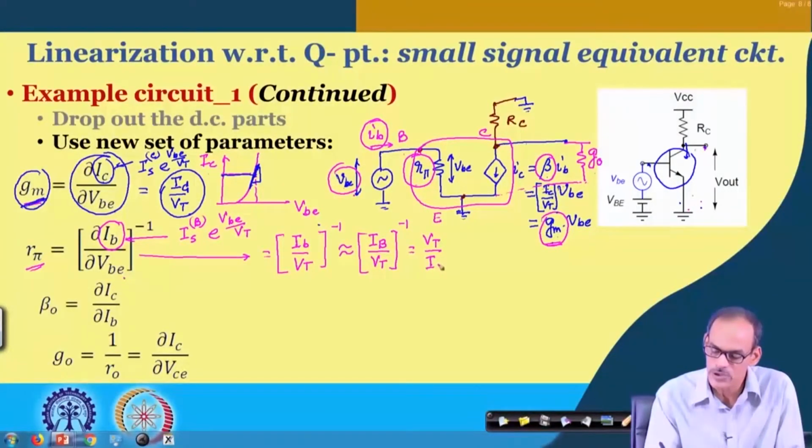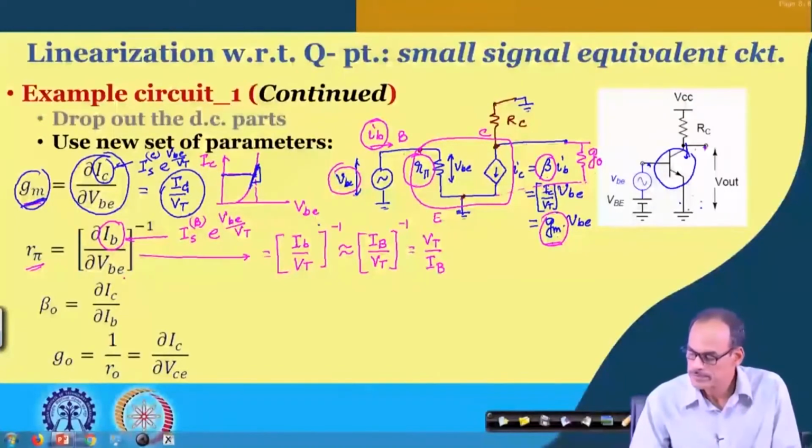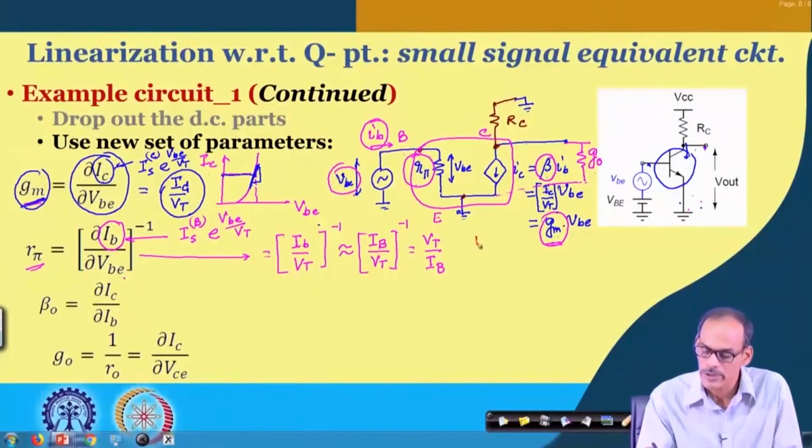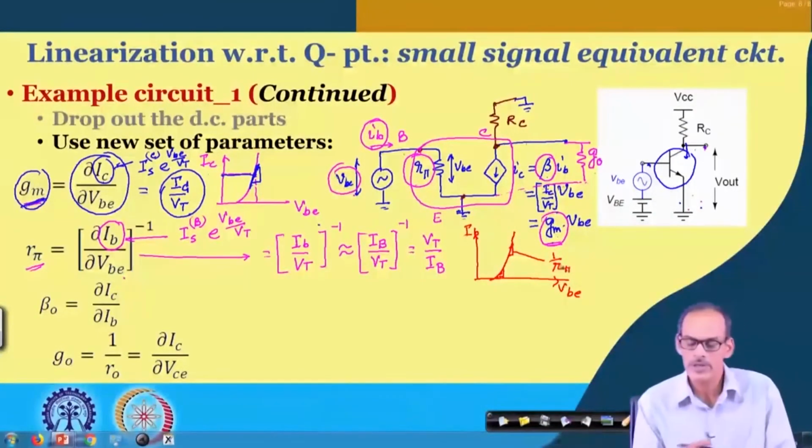In fact, it is intuitive. Let me use a different color. Whenever we are observing the IB versus VBE characteristic curve, depending on the operating point here, we may get some slope, and that gives us 1 by r pi at that point. Now, if I come to some other point here, of course the corresponding slope will be different. So obviously at this point the corresponding r pi will be different.